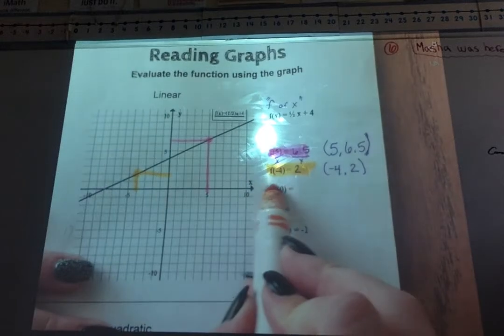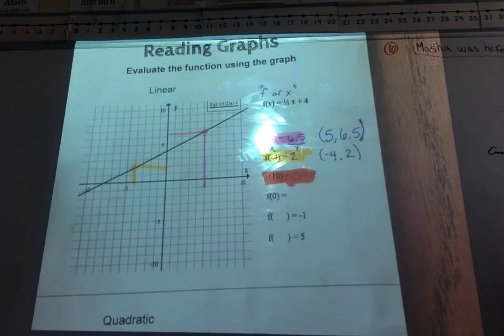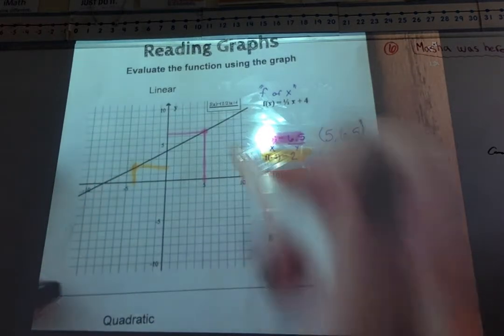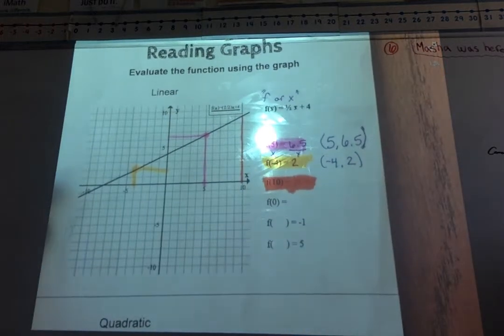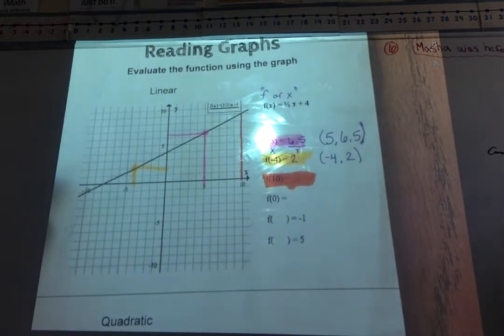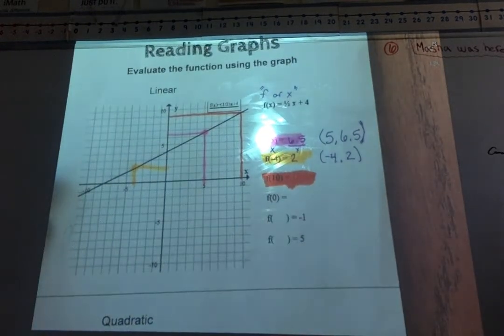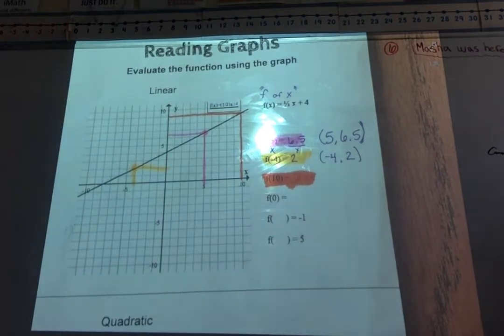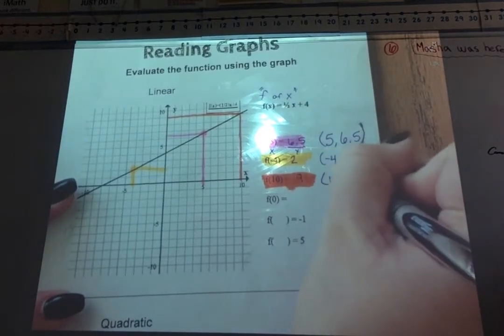I'm going to highlight F of 10. Now what I want you to do is, when x equals 10, what does y equal? Here's 10, so I draw my line up. I would do that on my color sheet. I connect it to the y-axis. What point is that? 9. So when x equals 10, y equals 9. So my point is 10, comma 9.